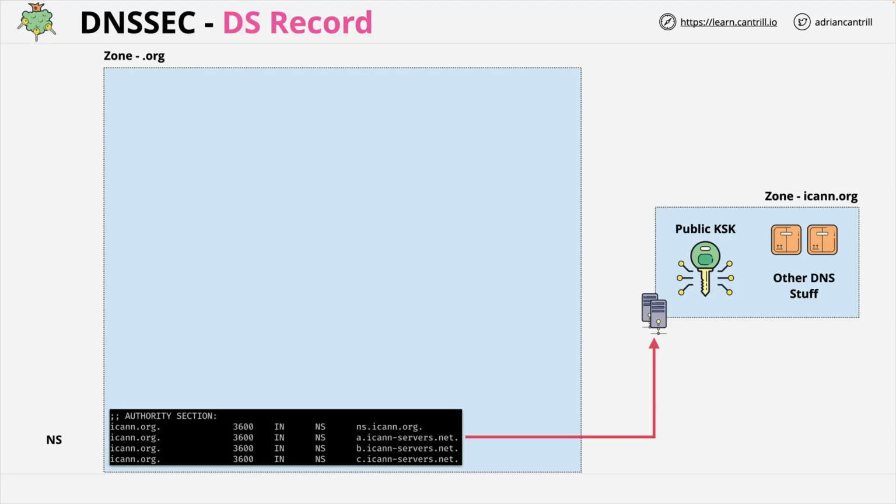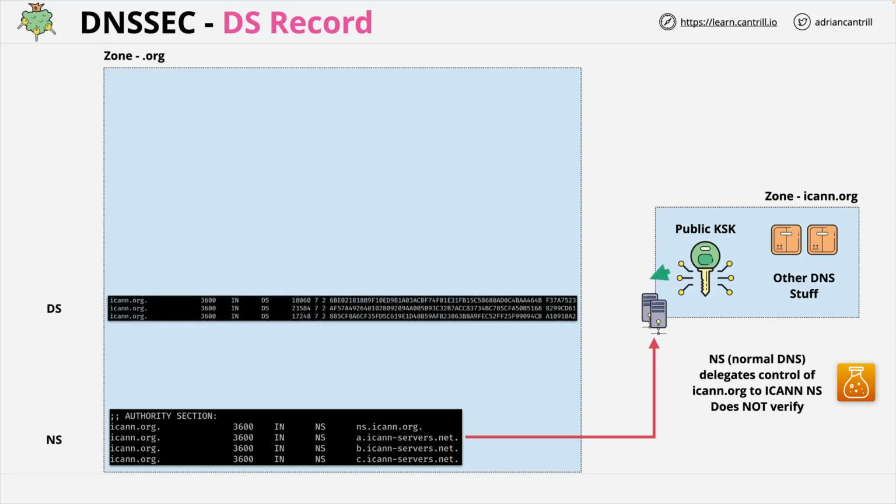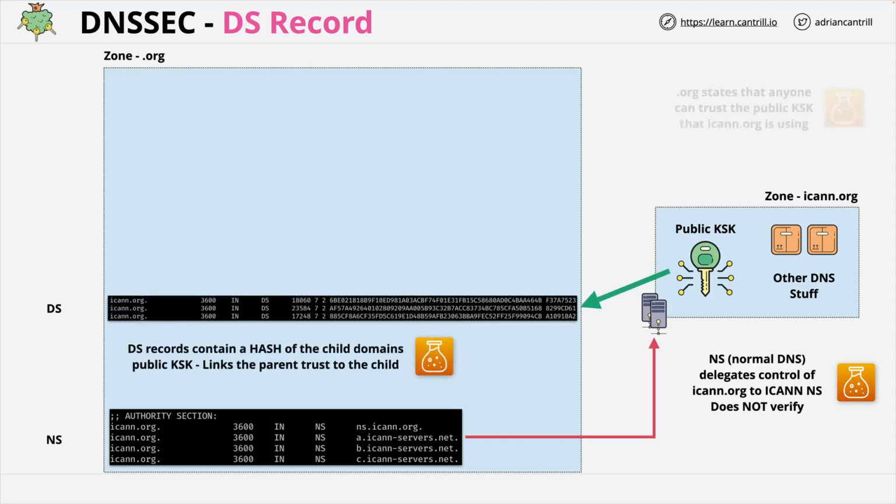we need more. The .org zone needs to explicitly state that it trusts the ICANN.org child zone, and this is done using a delegated signer record set. And what this does is store a hash of the child domain's public key signing key in this record in the parent zone. Since the hash is one way and since they're unique, adding this record shows that the parent zone trusts the child's key signing key for that child zone. So at this point the .org zone is confirming its trust of the ICANN.org KSK via this record set.